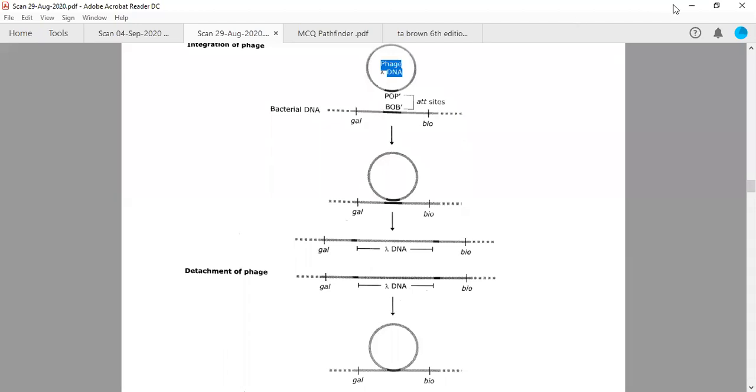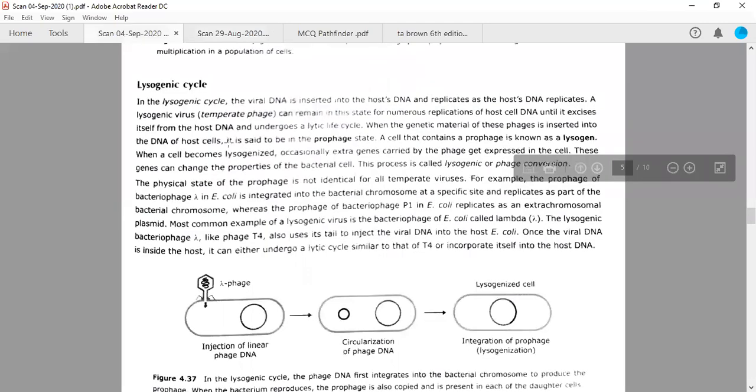So we will discuss this. First of all, in the lysogenic cycle, the viral DNA is inserted into the host DNA and replicated along with the host DNA when the host DNA is replicated. This inserted form is called the prophage stage, in which the genetic material of these viruses is inserted into the DNA of the host cell, or the host chromosome, and then it is termed a prophage.